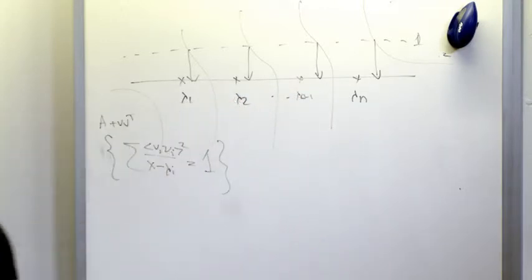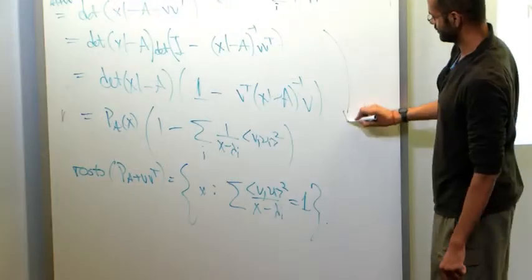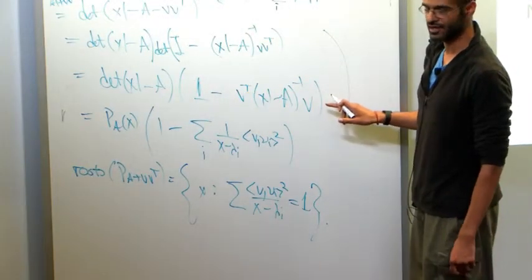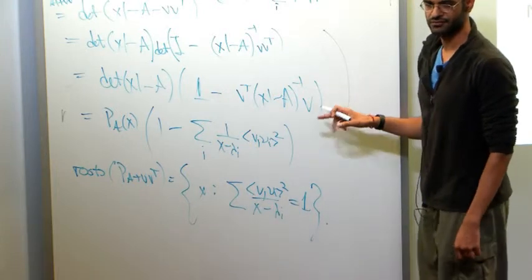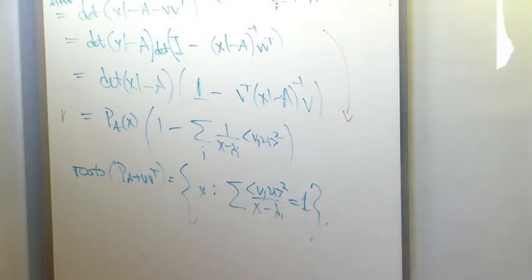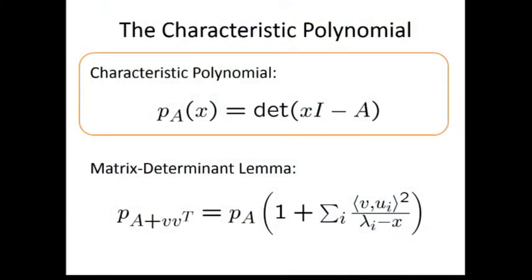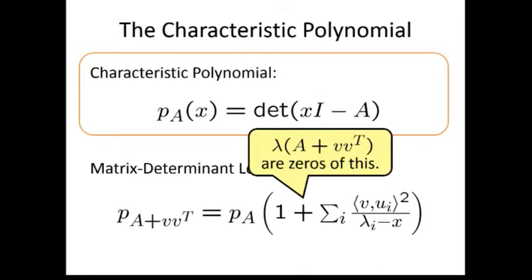Well, even this fact is no longer true. Here you get a number. When it's rank 2, you get a 2 by 2 determinant here. It's also false when it's not rank 1. Yes, which step of the proof? The step of the proof is the first one. And the fact that we use is called the matrix determinant lemma. And yes, the roots of the updated matrix are zeros of this.